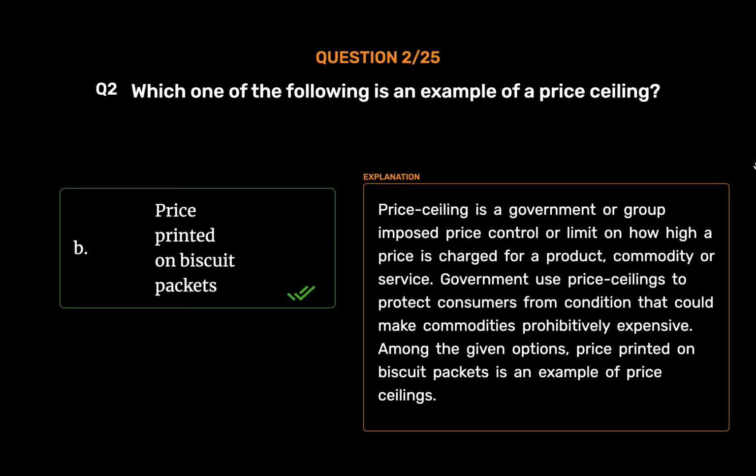Price ceiling is a government or group imposed price control or limit on how high a price is charged for a product, commodity or service. Governments use price ceilings to protect consumers from conditions that could make commodities prohibitively expensive. Among the given options, price printed on biscuit packets is an example of price ceilings.